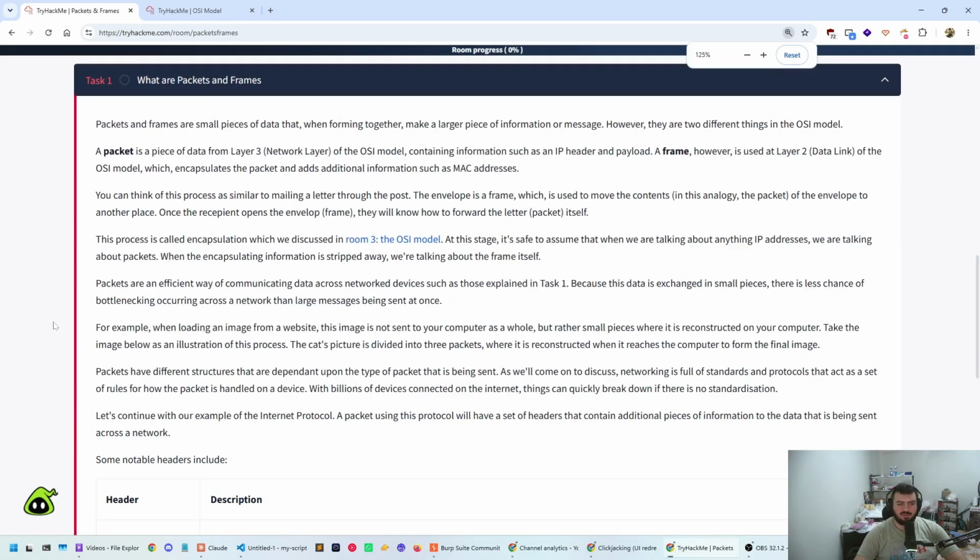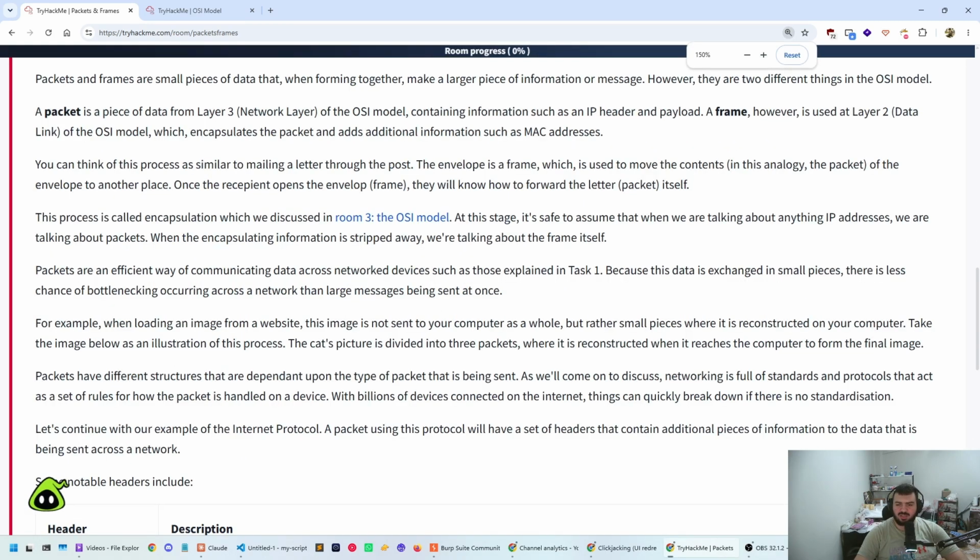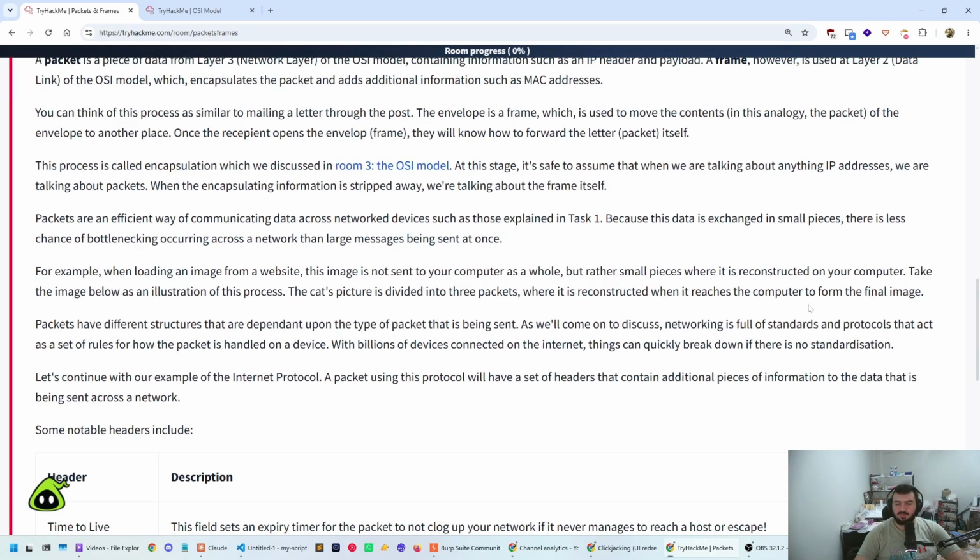I think they just forgot to include the cat image here. So the image is not sent to your computer as a whole. The cat's picture is divided into 3 packets where it is reconstructed when it reaches the computer to form the final image. Okay.